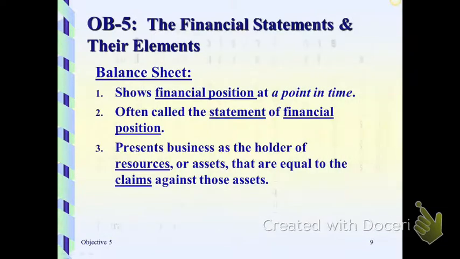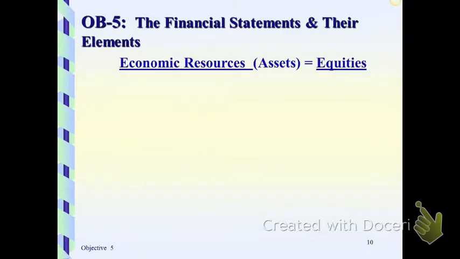Now let's move on to the balance sheet. The balance sheet shows the financial position of a company or corporation at any point in time. It is often called the statement of financial position. It presents the business as the holder of resources or assets that are equal to the claims against those assets. Those claims are liabilities and capital, or stockholders' equity. Let's look at that in a little bit more detail.